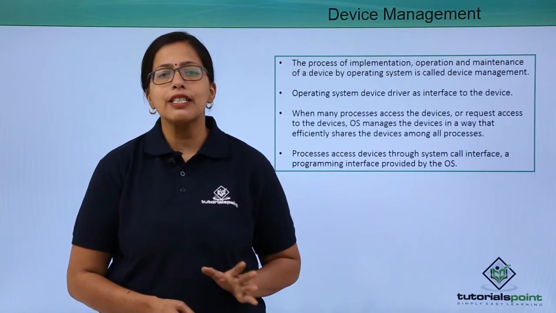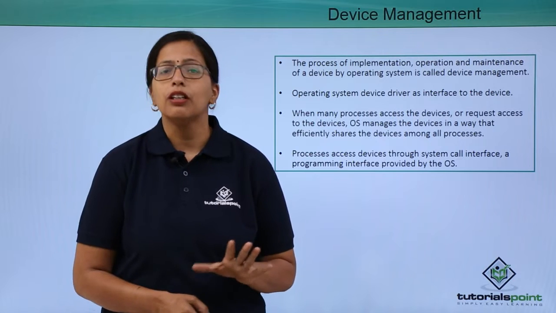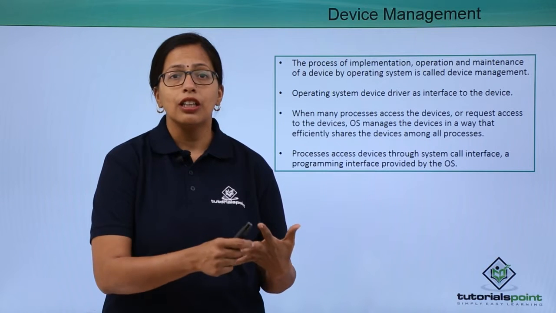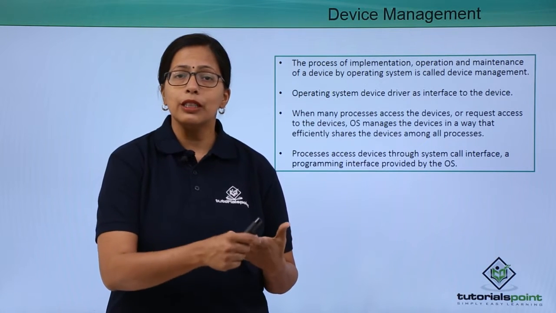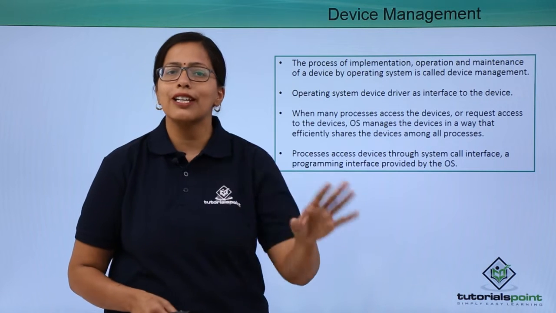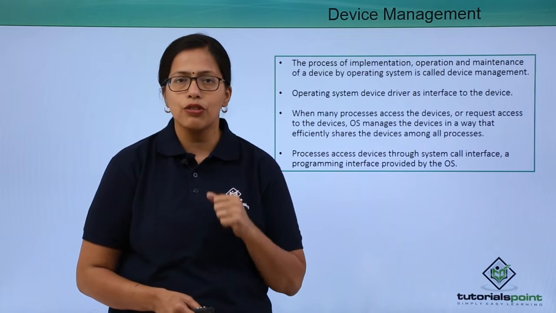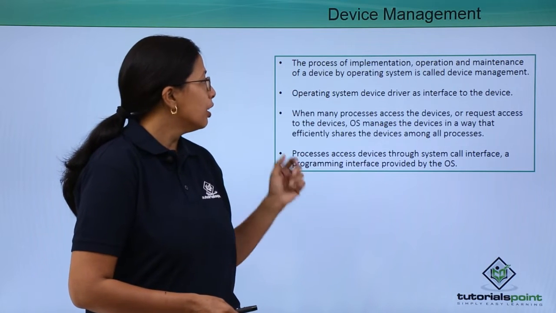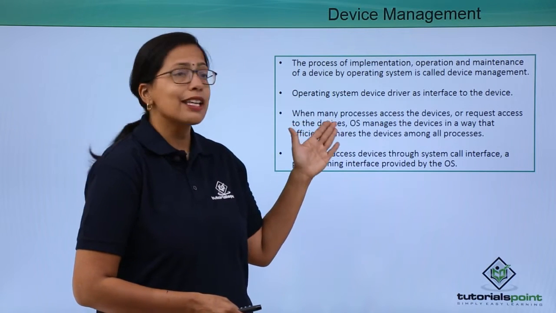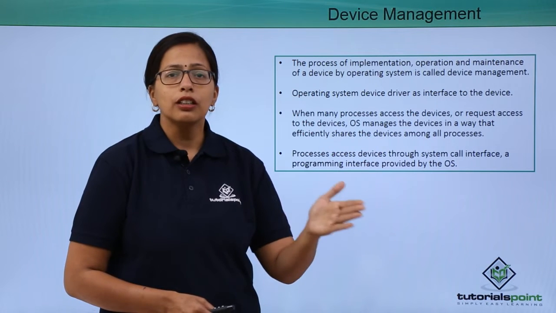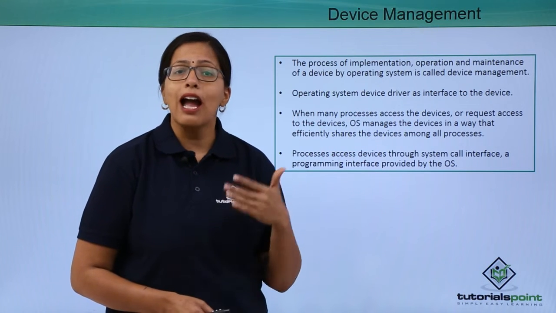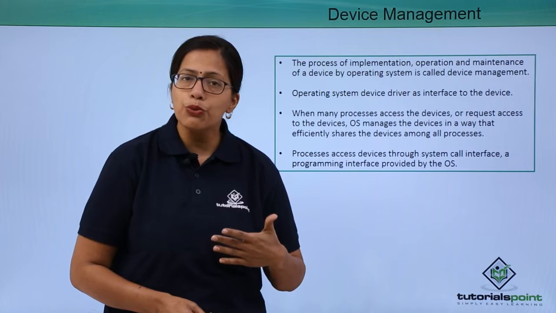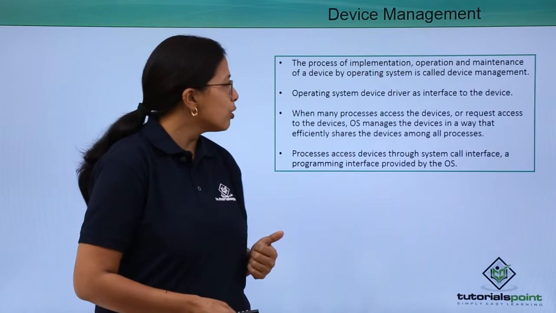Now there are many devices that are attached to our computer system: a printer, a fax machine, even file servers, or the keyboard or the mouse. These are all external devices that are attached to the CPU that need to be managed by the operating system. The operating system acts as an interface to the user, so it has to act as an interface between the user and the device also.